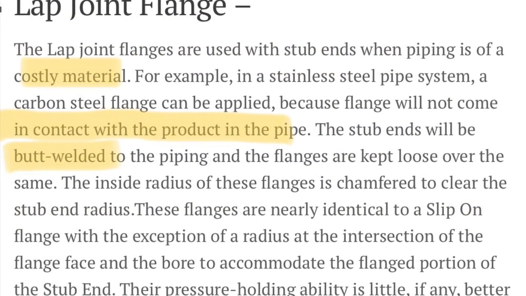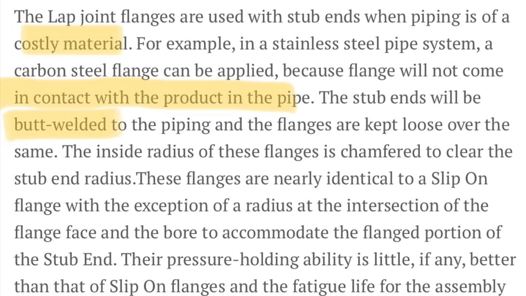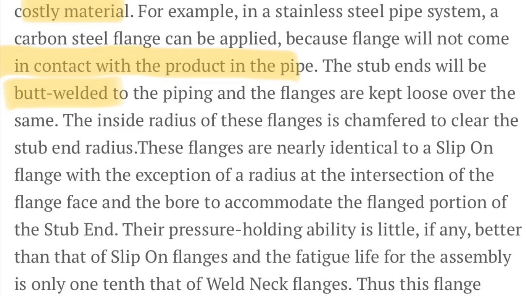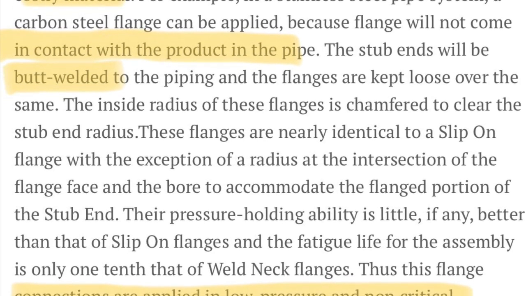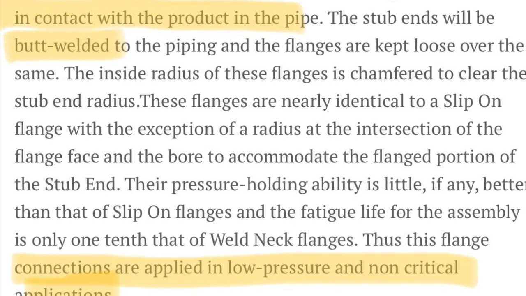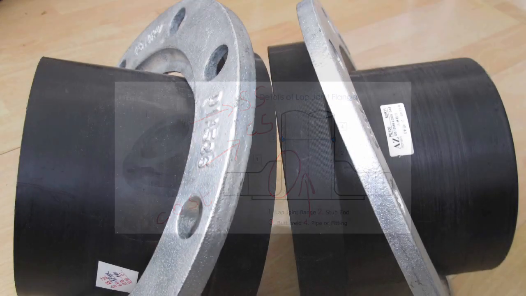The fifth one is the lap joint flange. These flanges are used with stub ends, where the cost of the piping and flanges will be reduced. These flanges are nearly identical to a slip-on flange, with the exception of a radius at the intersection of the flange face and the bore to accommodate the flanged portion of the stub end. The pressure holding ability is little. For example, the stub is SS material, the flange is carbon steel material, and the entire piping will be SS material. So there will be no contact between the process fluid and this carbon steel flange. This will reduce the cost.